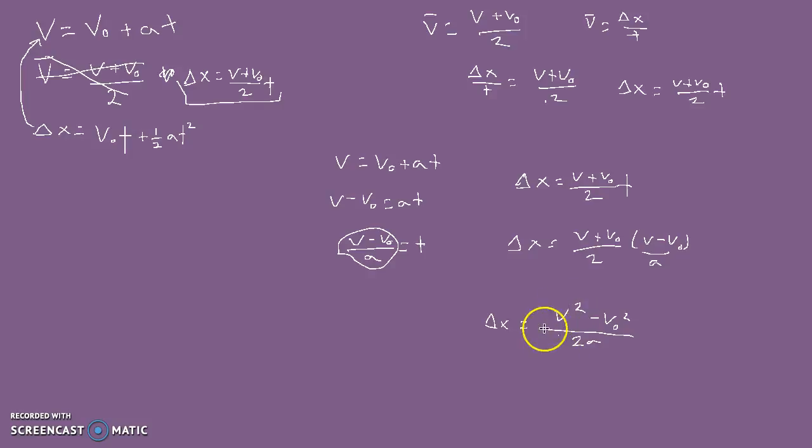So I'm going to solve all this for v. I'm going to multiply the 2a over. So delta x times 2a equals v squared minus v naught squared. We'll add the v naught over, and we get that v squared is equal to v naught squared plus, and then I'll reorganize that a little bit, 2 times a times delta x. And so this is then the other kinematics equation that we're going to use.